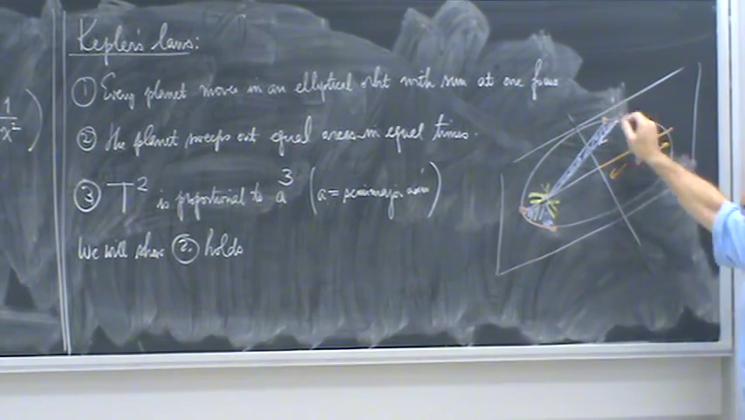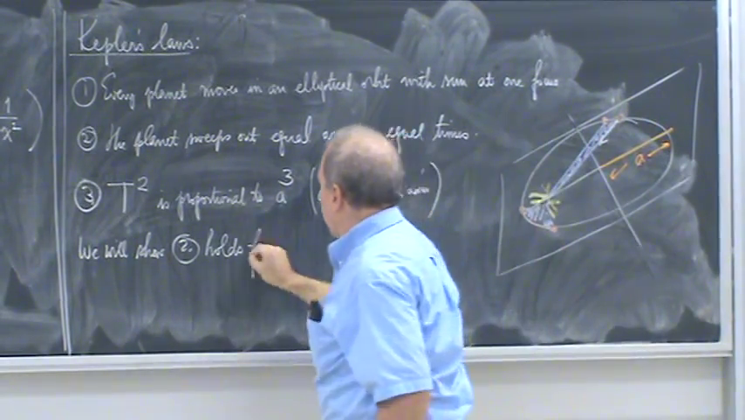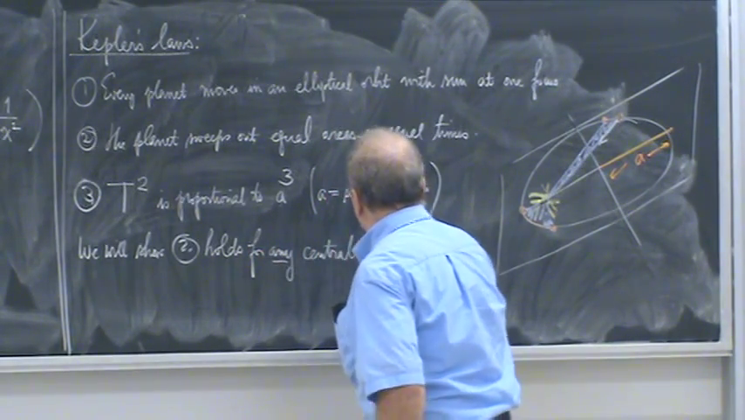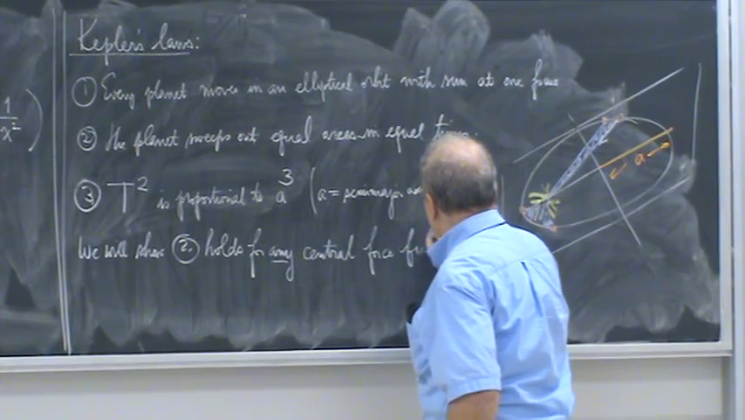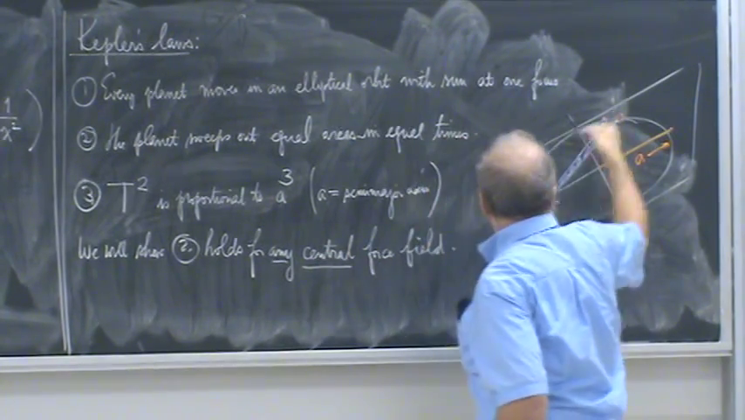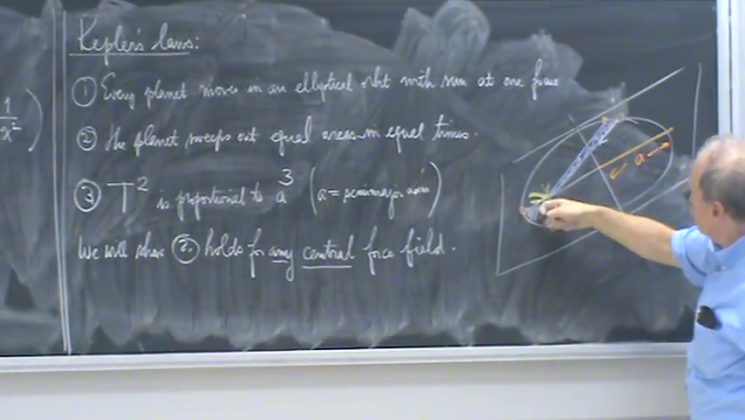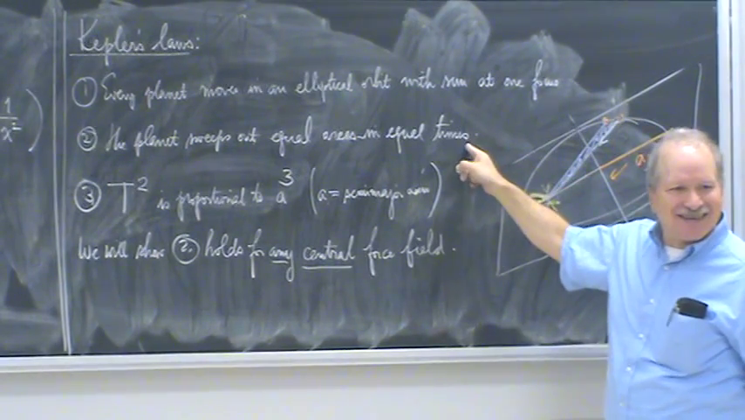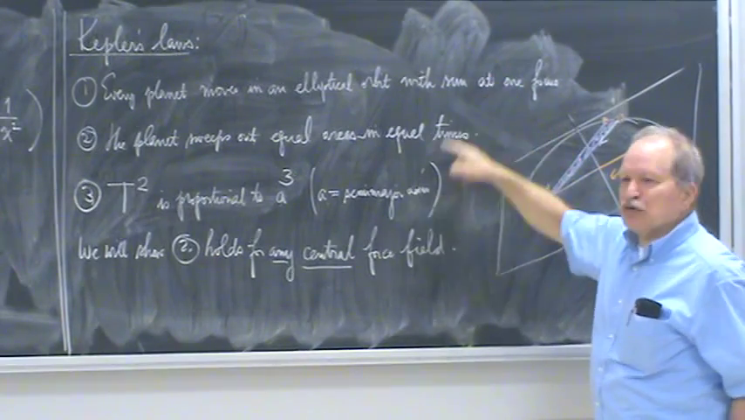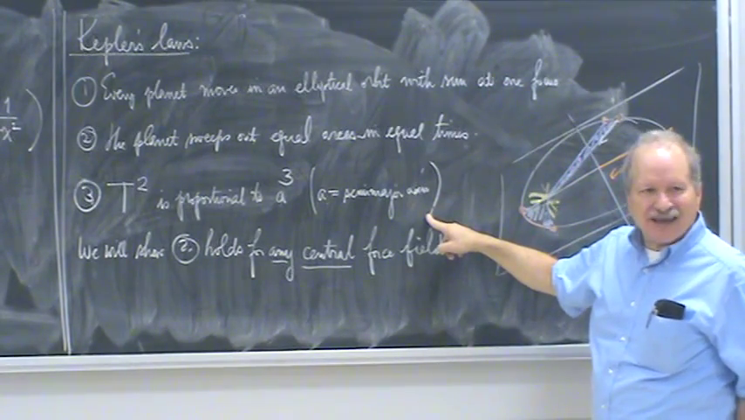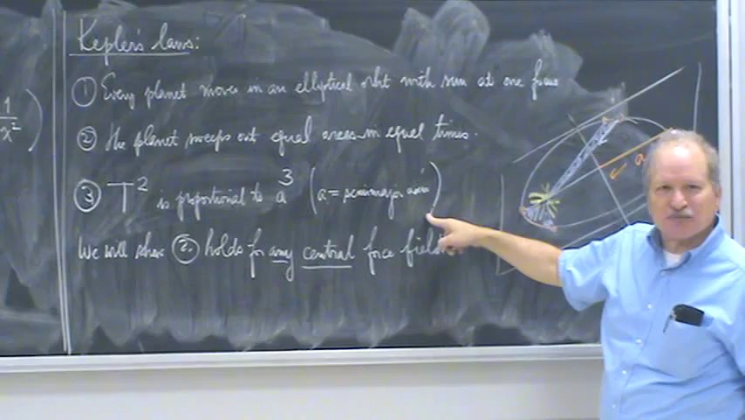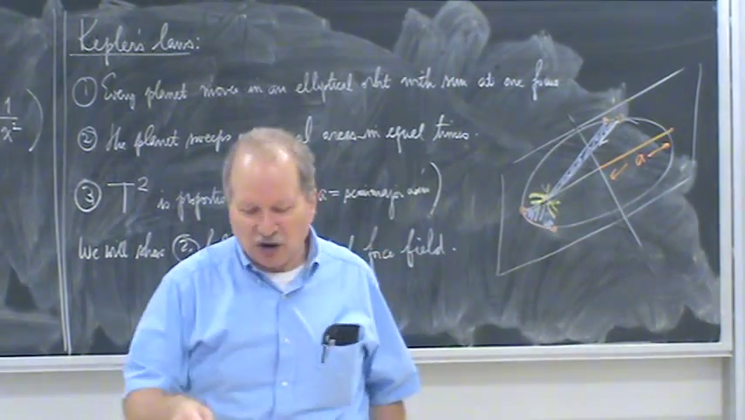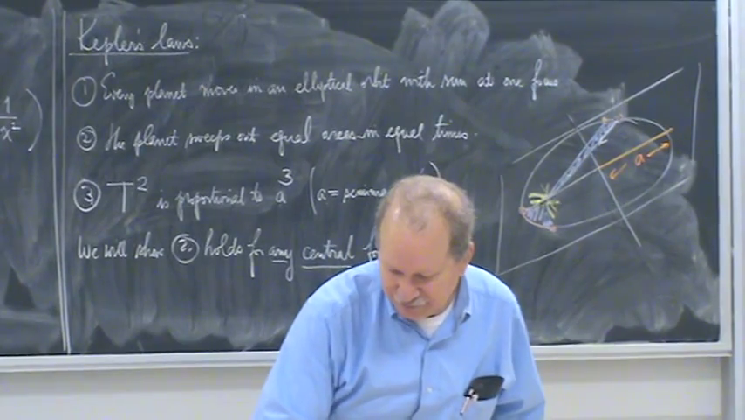We will show that number two holds for any so-called central force field, for any force that's pointing radially along the line joining the sun and the Earth. You don't need it to be inverse square for number two to hold. But for these to hold, you do need it to be inverse square. And that's left for you to do in challenge problems. Okay, so we'll pick up with this and do the math tomorrow.